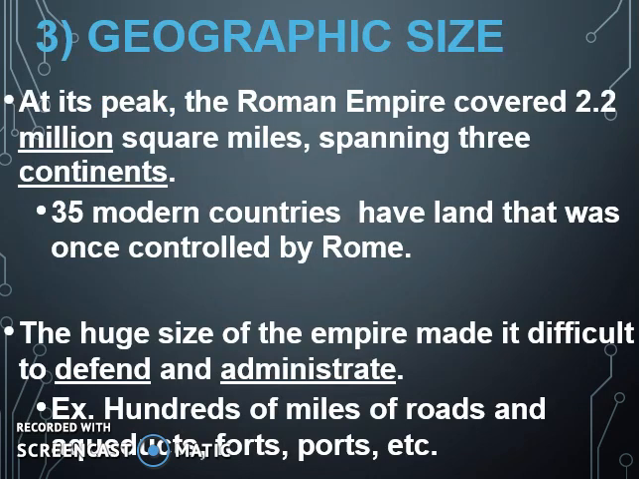3, geographic size. At its peak, the Roman Empire covered 2.2 million square miles, spanning 3 continents. 35 modern countries have land that was once controlled by Rome. The huge size of the empire made it difficult to defend and administrate. For example, hundreds of miles of roads, aqueducts, forts, ports. There was just too much for one emperor to control. The fact that the empire was so large made it very difficult to make sure everything got done, everyone was taken care of. It was a very, very large area.